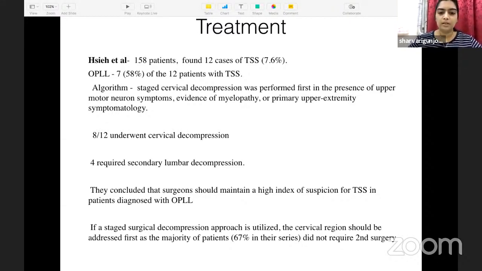They concluded that surgeons should maintain a high index of suspicion for tandem spinal stenosis in patients who are diagnosed with OPLL. They suggested staged decompression, and found that the cervical region should be addressed first, as the majority of their patients, that is 67%, did not require a second surgery.